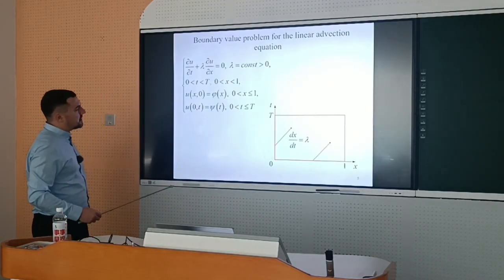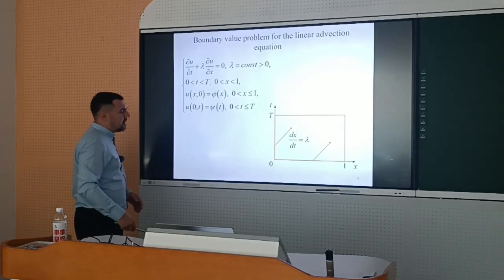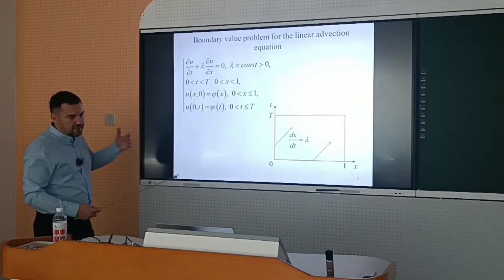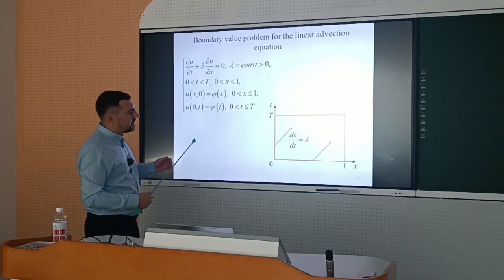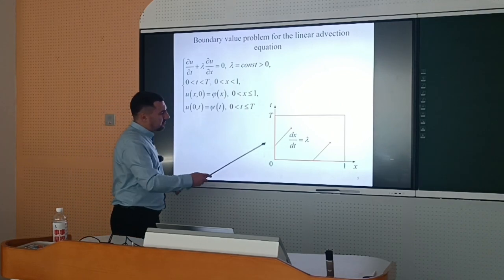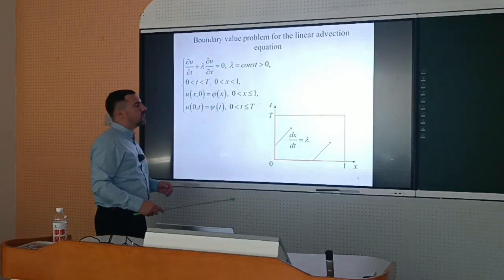The question is, how many boundary conditions do we need for that? If you are not aware of the properties of these equations, you can think that you need to impose one boundary condition at the left boundary and one condition at the right one.